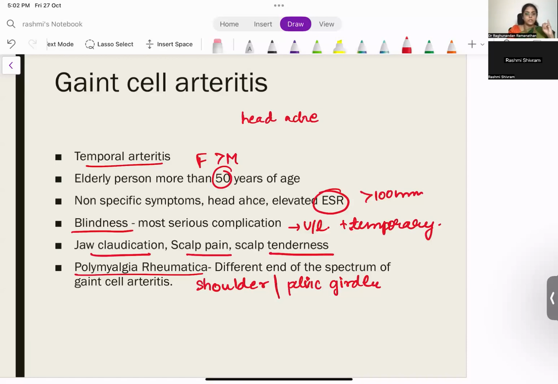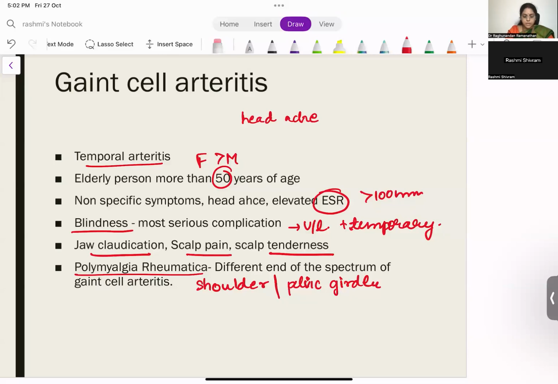So it is also called temporal arteritis. The patient has non-specific symptoms. Headache will be the most common presentation, and the patient can also have polymyalgia rheumatica, which is inflammatory pain in the shoulder, pelvic girdle, and other joints. Then the patient can have blindness, usually unilateral and temporary. The patient can have jaw claudication, scalp pain, and scalp tenderness. Blindness is the most common dreaded complication. It is the most serious complication, right? You must remember that.